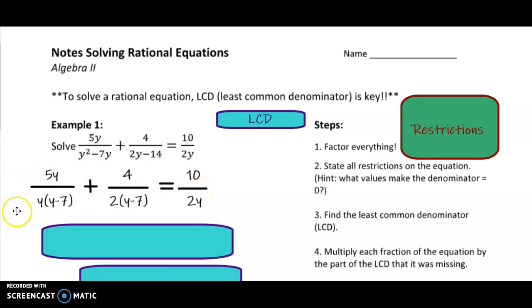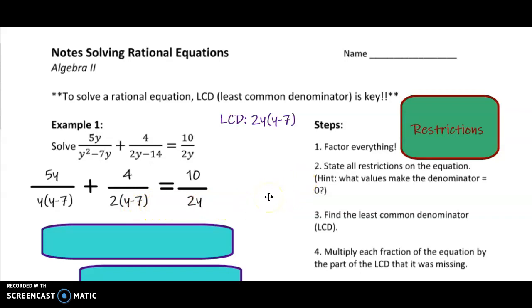When I look at my denominators, I have a 2, a y, and a y minus 7. Even though I have another 2y, if I have it in one denominator, I don't have to write it twice. So my least common denominator is the 2, the y, and the y minus 7.